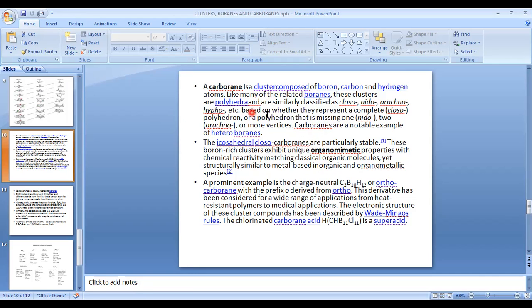Okay, so again, see, now these clusters are polyhedra and are classified as closo, nido, arachno, and hypho, etc., based on whether they present a complete closo polyhedron or a polyhedron that is missing one. Missing one means one vertex or apex is not occupied by either carbon or boron. So if two are missing, then that is arachno. If more than that, then that shape may be hypho.